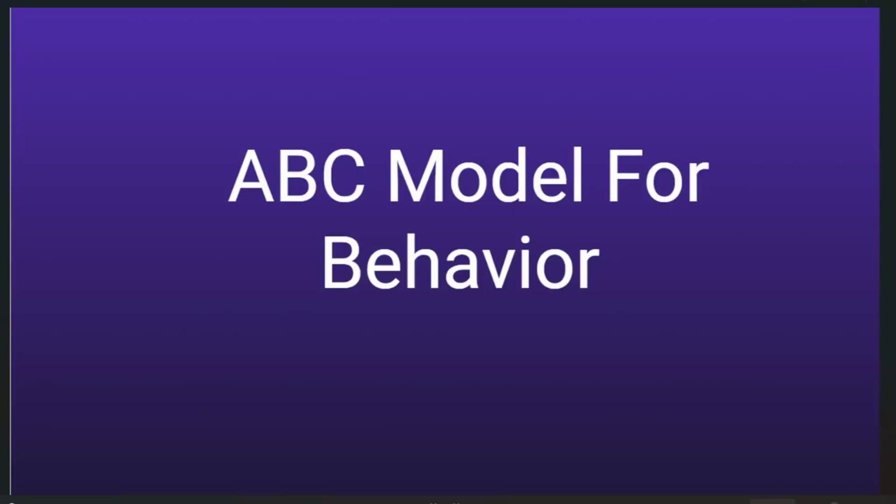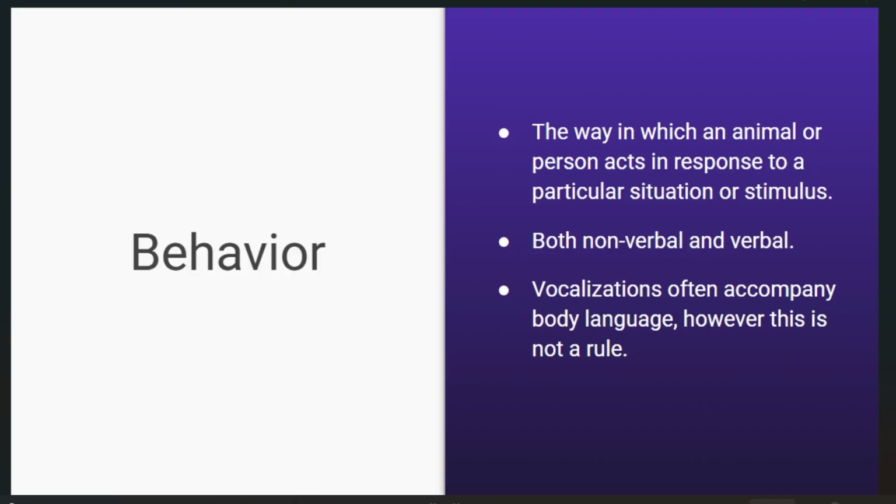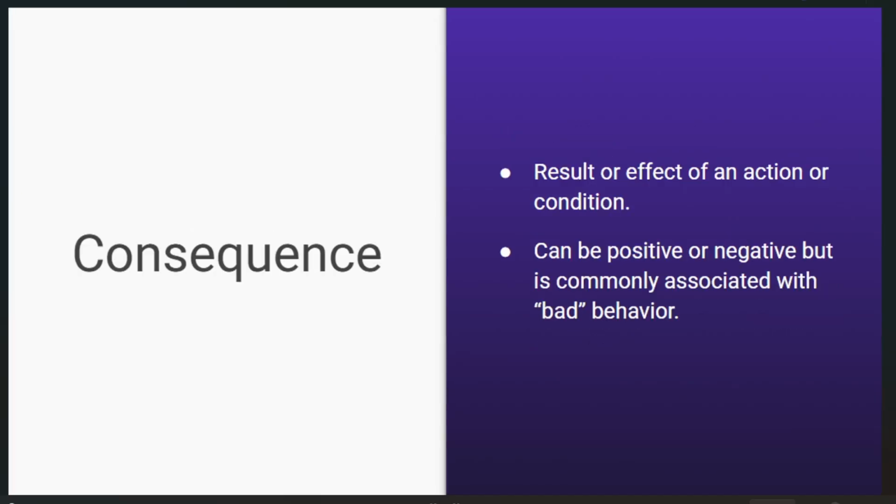We're going to use the ABC model for behavior today, in which A is antecedent: what happened prior to the behavior, what triggered the behavior, what event occurred right before the behavior, what is driving the behavior. Behavior: the way in which an animal or person acts in response to a particular situation or stimulus, both nonverbal and verbal. Vocalizations often accompany body language, however, this is not a rule. Consequence: the result or effect of an action or condition. Can be positive or negative, but is commonly associated with bad behavior.